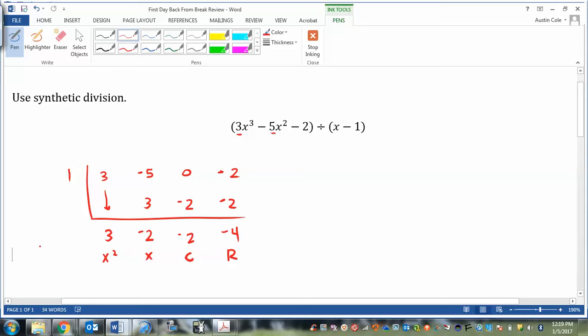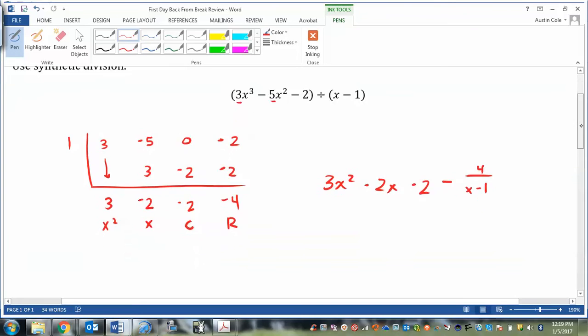So the answer, when you divide 3x cubed minus 5x squared minus 2 by x minus 1, our answer is 3x squared minus 2x minus 2. And then my remainder is negative 4. So I'm going to put minus 4 over whatever we divided by, which was x minus 1. Questions there?